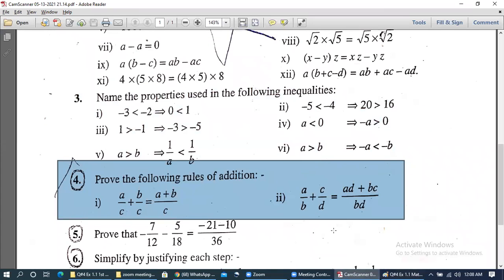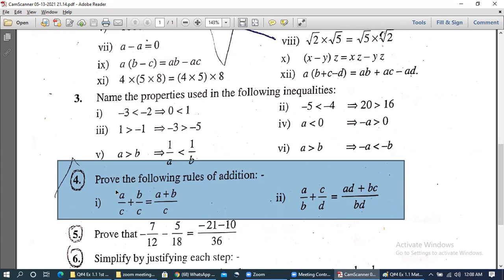to prove the following rules of addition. So there are two rules of addition here. One is a/c + b/c = (a + b)/c. This is the first rule of addition, while the other is a/b + c/d = (ad + bc)/bd. So we have to prove these two rules by the simple mathematical rules of the real numbers.